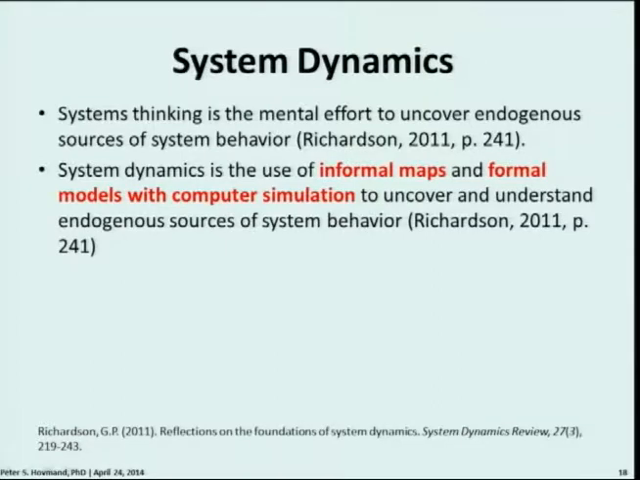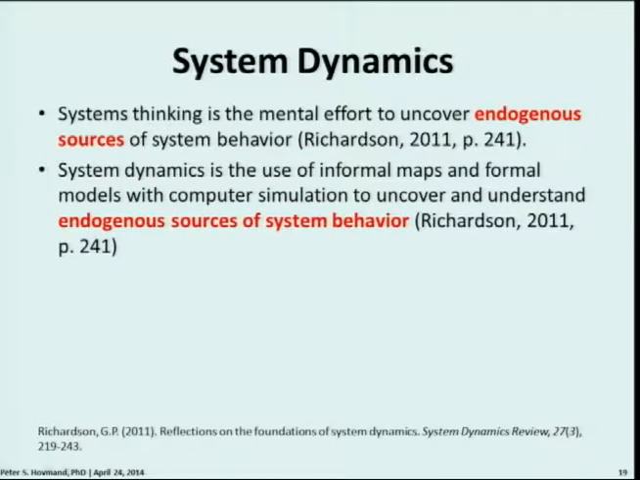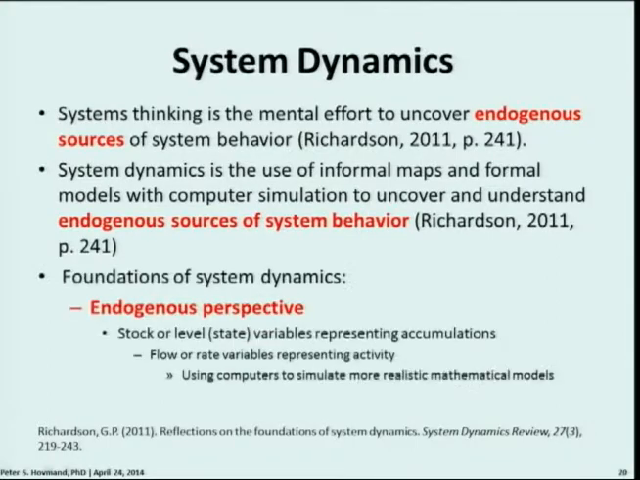So I'll give you some examples of what we mean by informal maps and formal models with computer simulations in a second. And the other piece we want to focus on is this term endogenous sources of system behavior. So what are we trying to do there? Well, in the same paper, Richardson goes back and reviews what Jay Forrester, the founder of system dynamics, talks about. Forrester had four aspects of system dynamics, and he ranked them in terms of their level of importance. At the very top was this endogenous perspective. That was the most important piece.